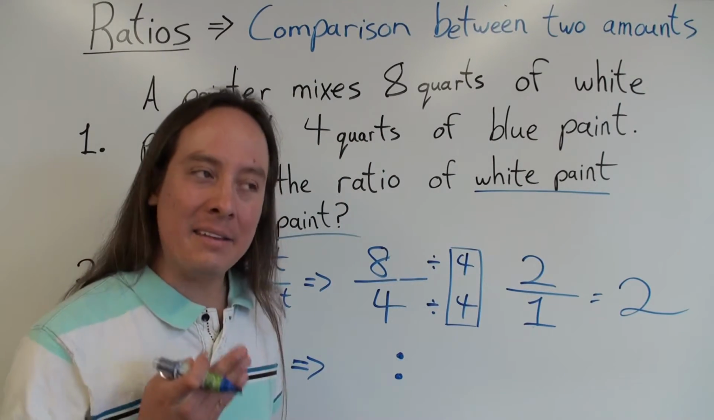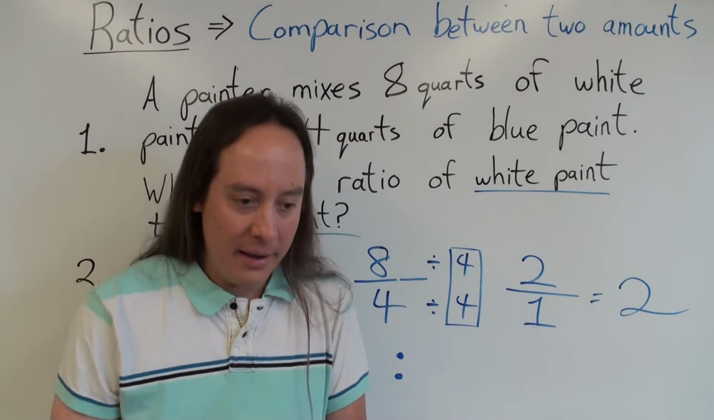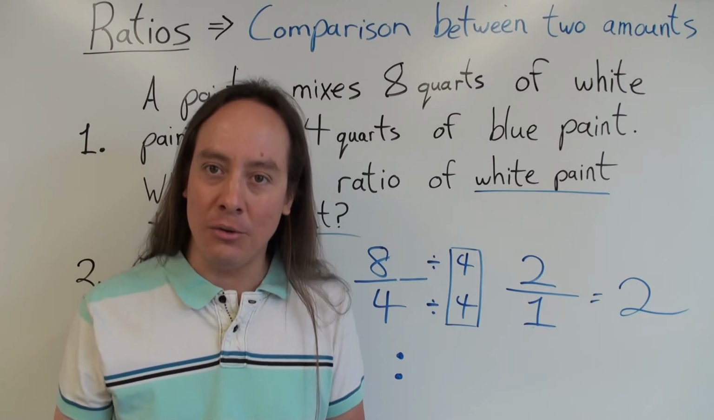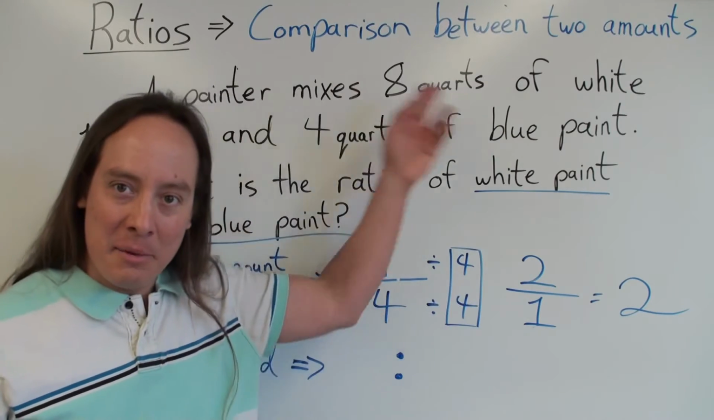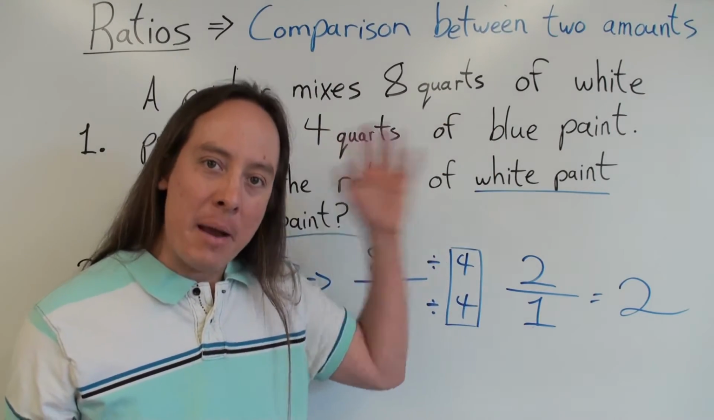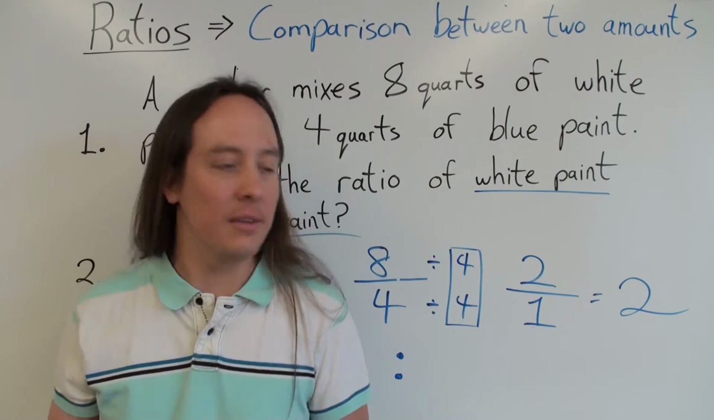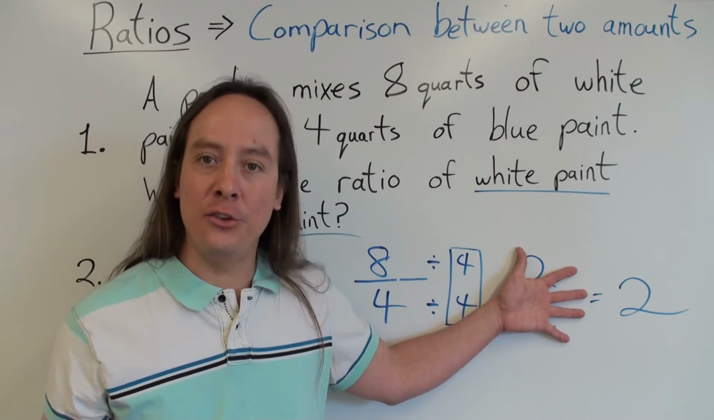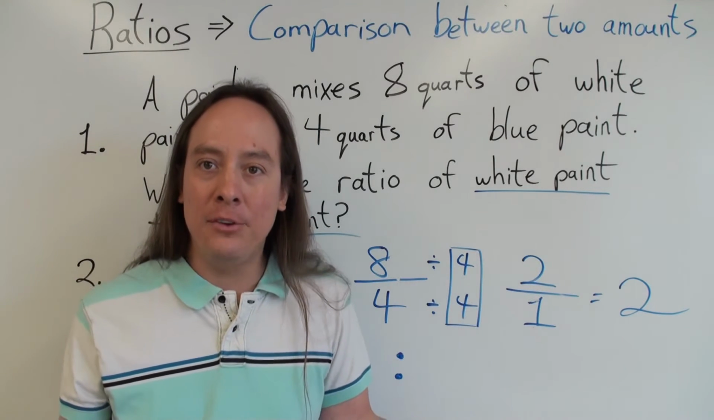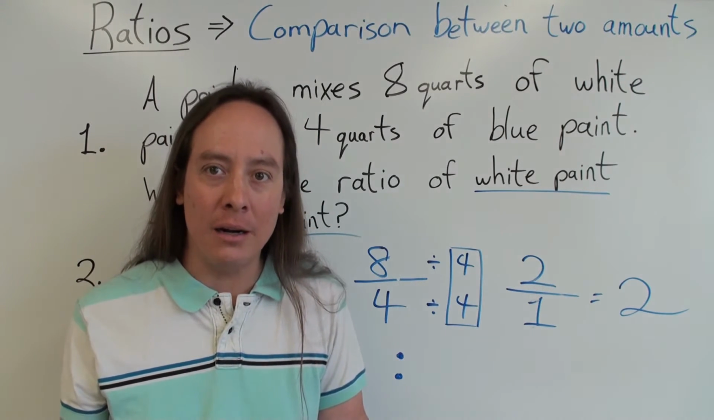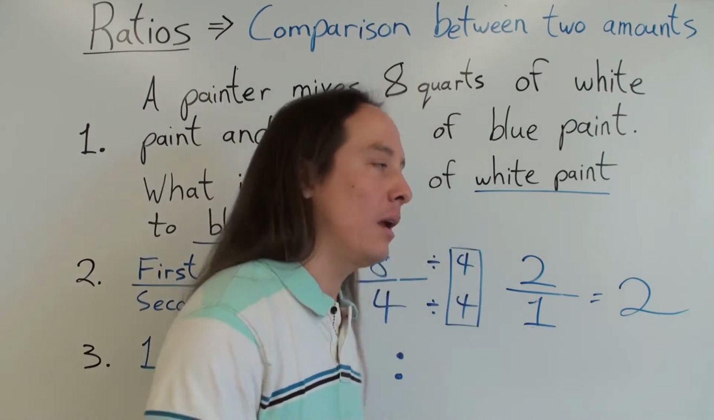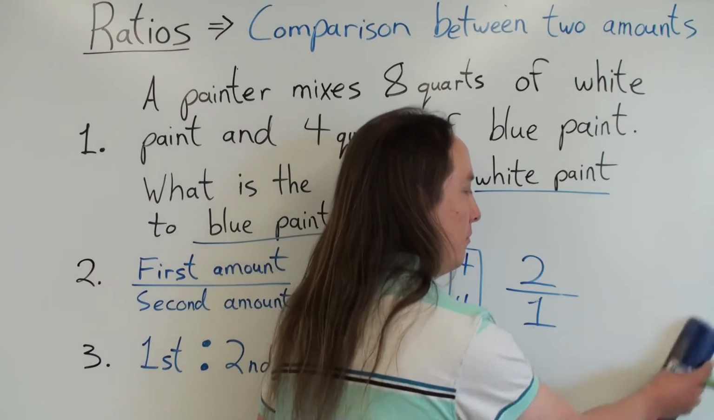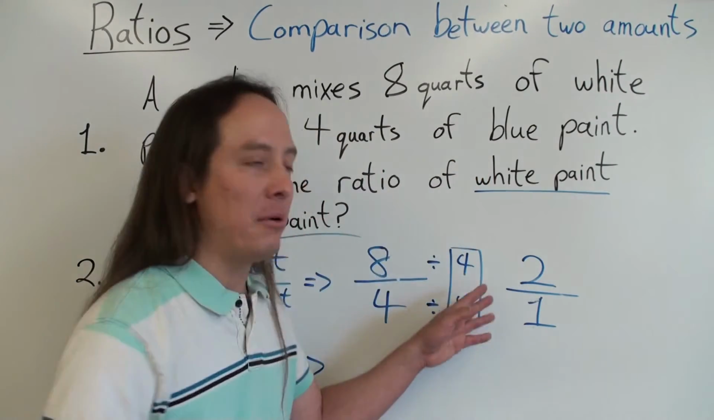But remember, I can't. That's not my answer. Why? It's because I'm working with ratios, and so what is a ratio? It's up here. A ratio is the comparison between two amounts. If I say my final answer is 2, what happened to the other amount? What am I comparing here? We lose the ratio. So we don't do that. We leave it like that in an improper form.